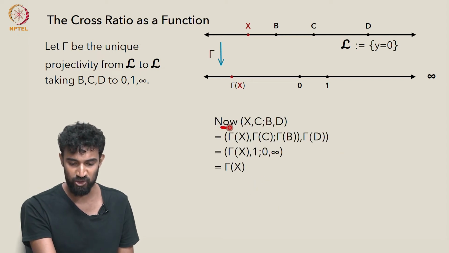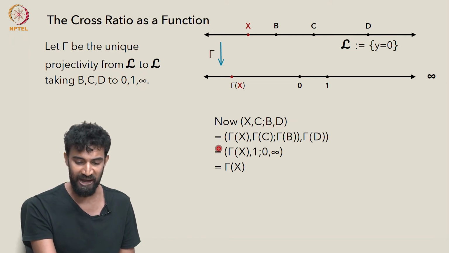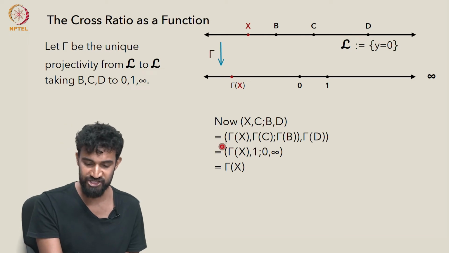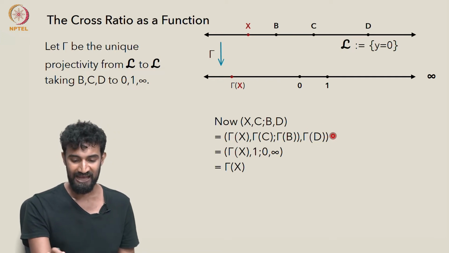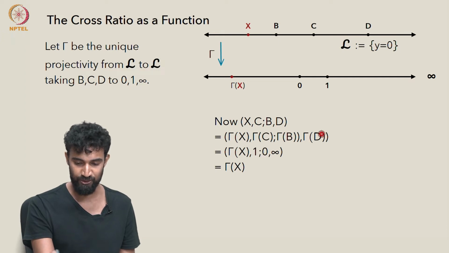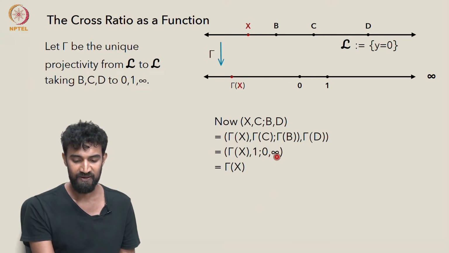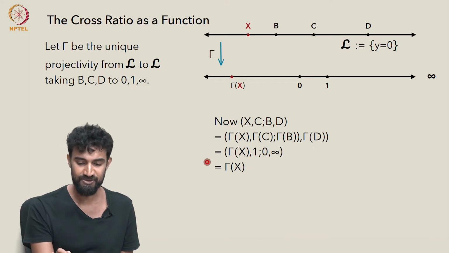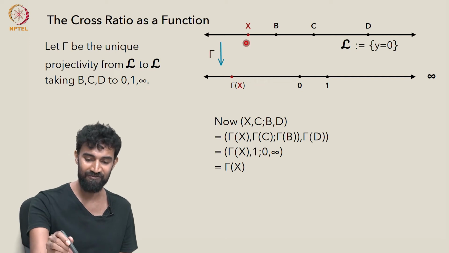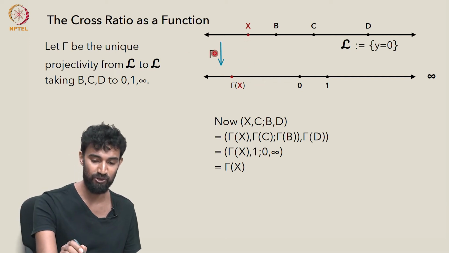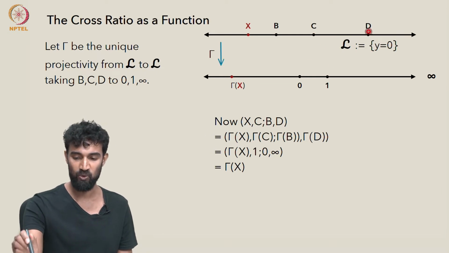Let's just look at this expression. The cross ratio (x, c; b, d), by the invariance of the cross ratio, is just equal to the cross ratio of gamma of x, gamma of c, gamma of b, gamma of d. And gamma of c is 1, gamma of b is 0, gamma of d is infinity. So this is the cross ratio of gamma of x with 1, 0, and infinity. And we've seen that that's just the identity function on this first parameter. So that's just gamma of x. So the cross ratio of x with an arbitrary b, c, and d can be thought of as just the value of x under this unique projectivity gamma that takes b to 0, c to 1, and d to infinity.